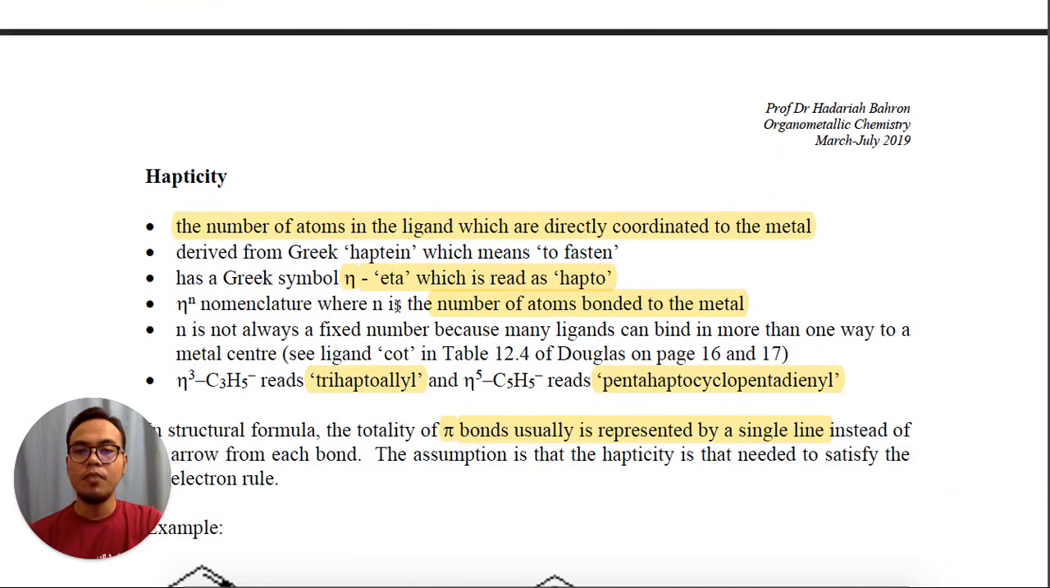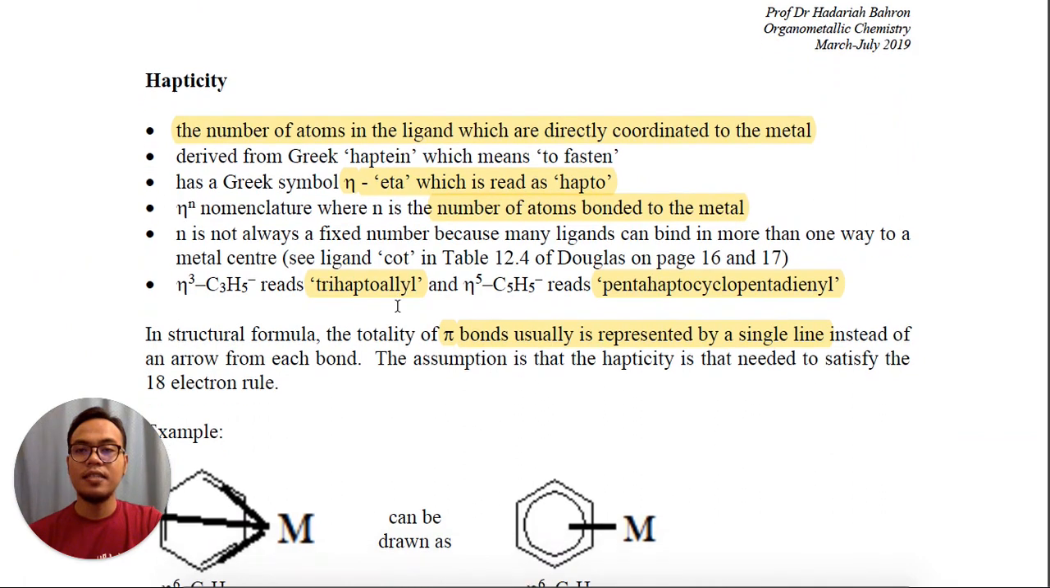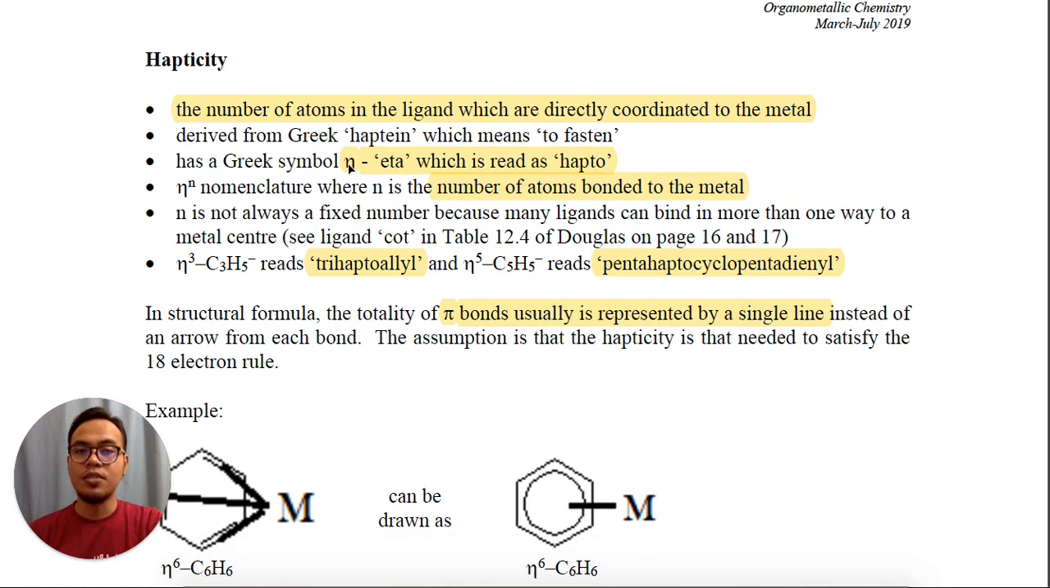Okay. So moving on to the next part of this lecture on hapticity. We have learned denticity, we have learned nuclearity. Now we're going to learn hapticity. Hapticity is actually the number of atoms in the ligand that has a direct coordination to your metal. So we can have many atoms in one ligand, but not all atoms are going to be directly bonded to your metal. So hapticity is concerned only with the number of atoms from your ligand that is directly coordinated to your metal. It is actually derived from the Greek word haptein, which is to fasten.